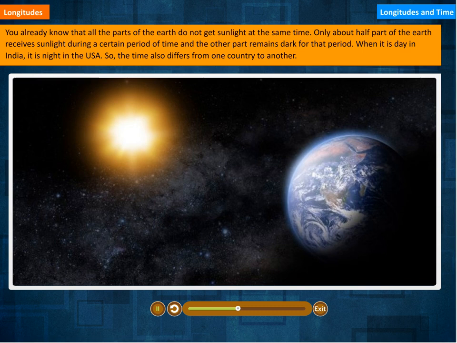Longitudes and time. You already know that all the parts of the earth do not get sunlight at the same time. Only about half part of the earth receives sunlight during a certain period of time, and the other part remains dark for that period. When it is day in India, it is night in the USA. So the time also differs from one country to another.